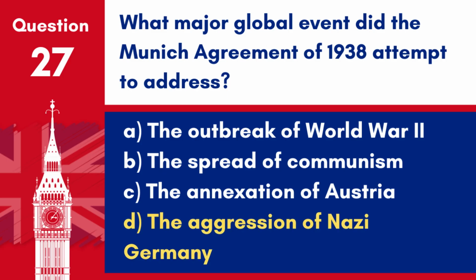Answer: D. The aggression of Nazi Germany. The Munich Agreement of 1938 was an attempt to appease Nazi Germany by allowing the annexation of the Sudetenland in hopes of preventing further aggression, a policy that ultimately failed.